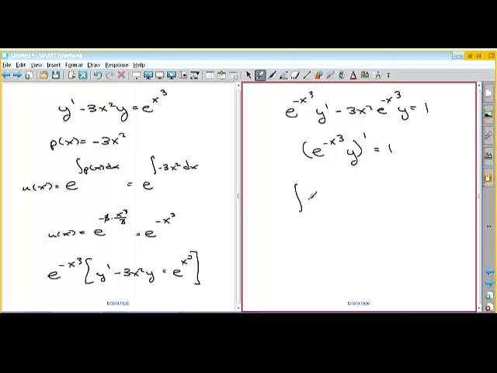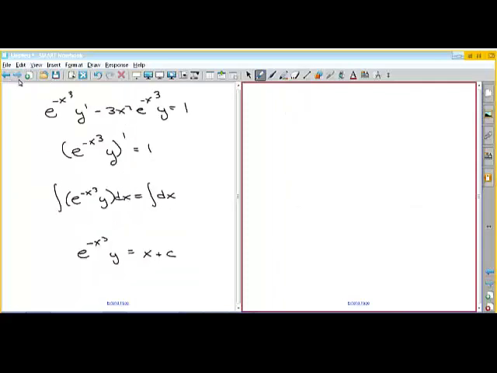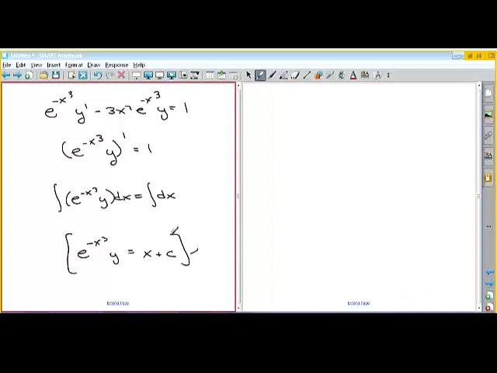And then you integrate both sides, multiplying by dx. So you get 1 times dx is dx. The integral of this is just e to the minus x cubed times y, and the integral of dx is x. We had an arbitrary constant c, and then to solve for y, you're going to multiply by e to the x cubed. So you multiply this whole thing by e to the positive x cubed.